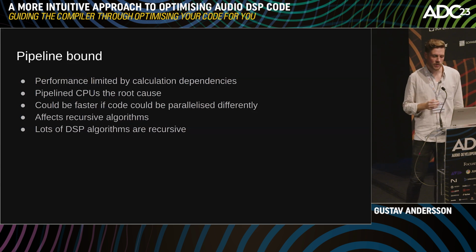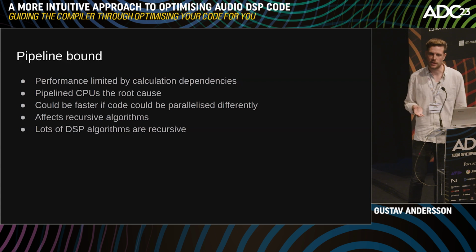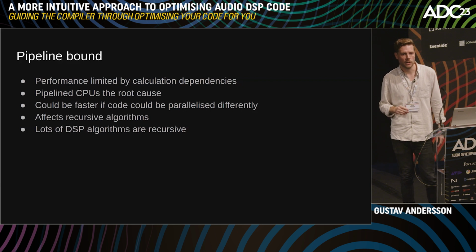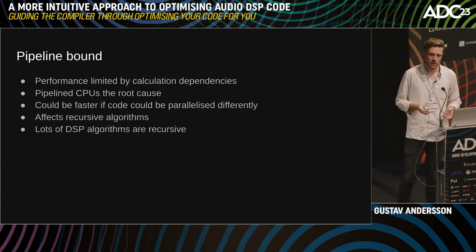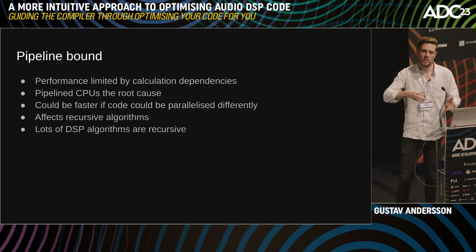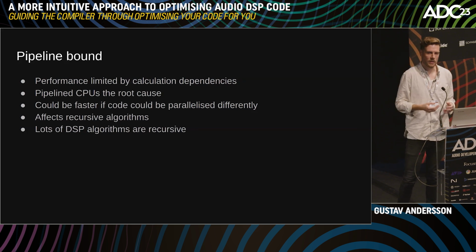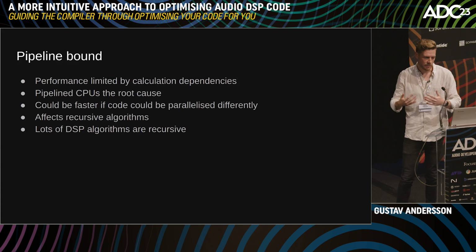When I was doing the background research for this talk, I realized that pipeline bound was actually not a widely used term. But I think it's a useful term because it describes a situation where technically you're kind of CPU bound because you're limited by the CPU, but you're really limited because you have a long chain of calculations where each calculation depends on the result of the previous one. And the compiler is not able to find other instructions that it can interleave to get better pipeline throughput.